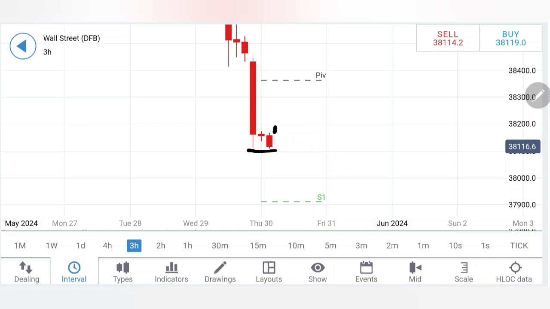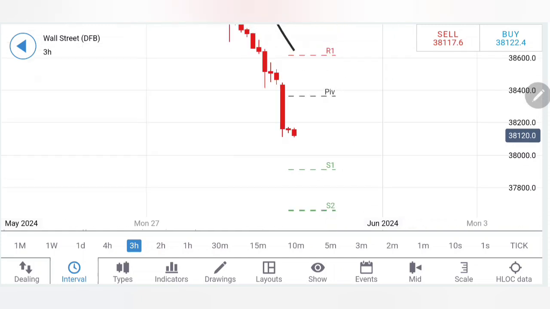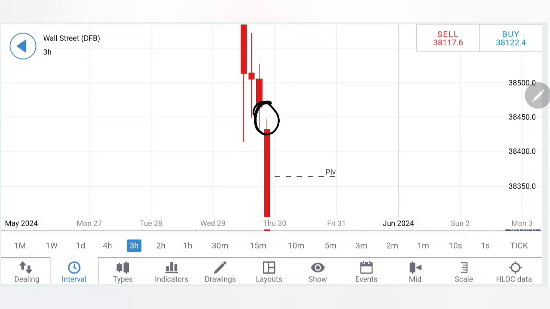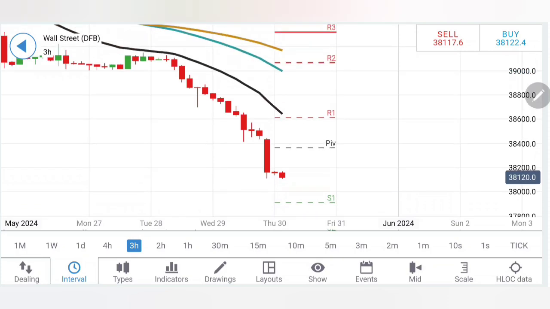But yes, once it stays above 38 180, we can look forward to 38 250, 38 380 levels as well. Sharper the drop calls for a sharper recovery. It has also left a gap here on the upside towards 38 450, 500 zone.